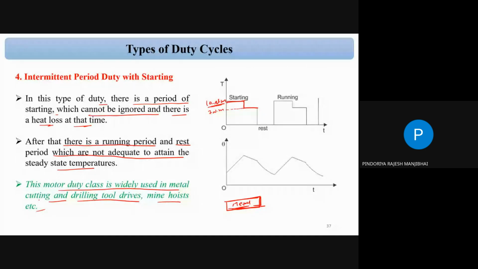Yes, Asis also sent me this question. That is a starting and running, that is a fourth duty cycle. So maybe you can write only intermediate periodic duty cycle, a duty with the starting, and write in the bracket that it is a waveform. Okay. So he just sent me this query also, so I will just verify.